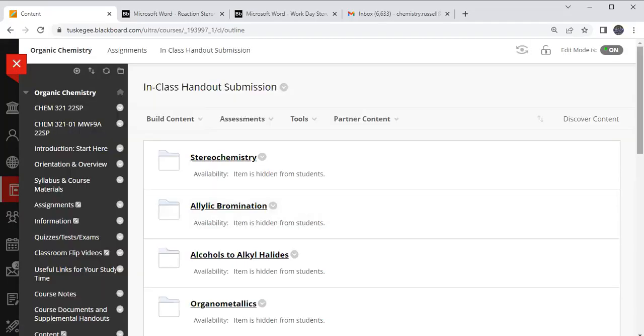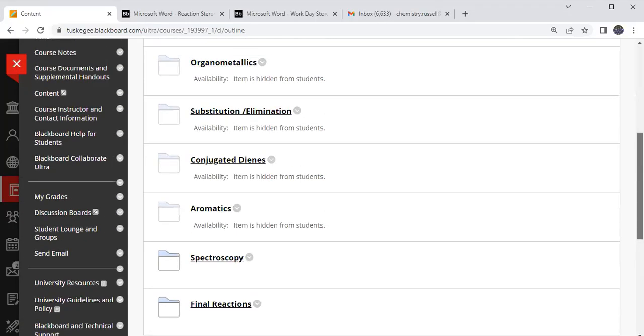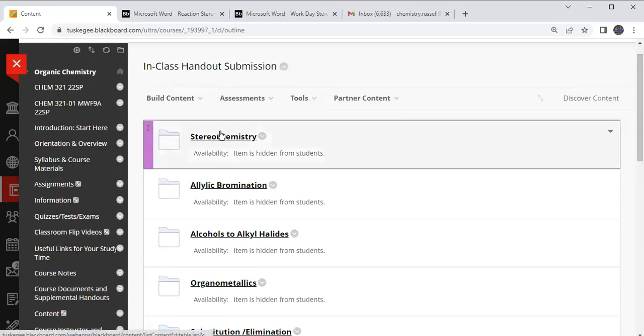If you don't know where to find the handouts, let me share my screen right quick and show you again. We just want to go to Blackboard and the folder entitled assignments. You'll click on assignments, then you'll click on in-class handout submission, and then you'll see a folder for each section that we're going to cover. The first section is stereochemistry.